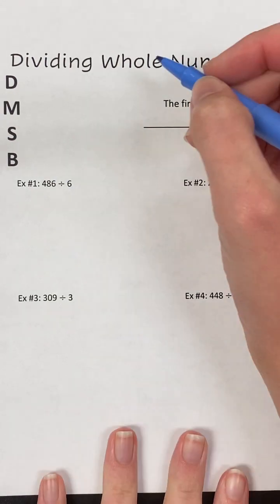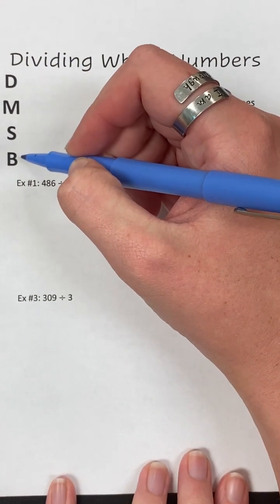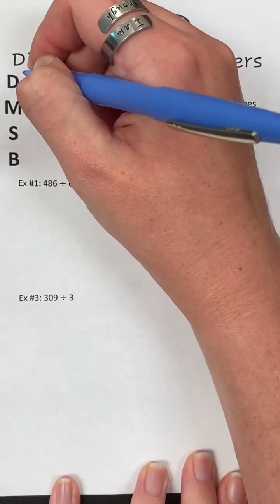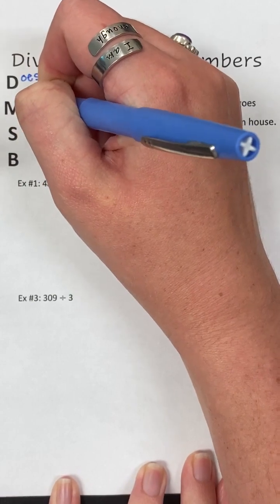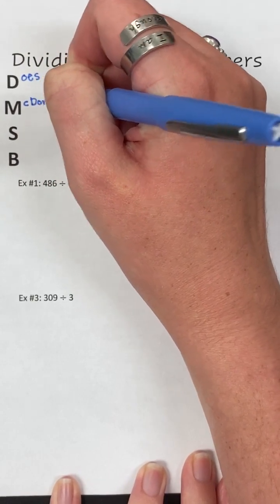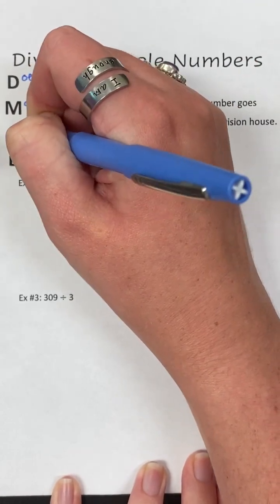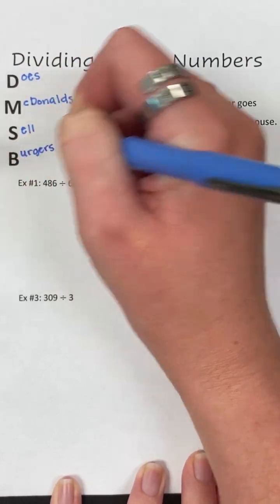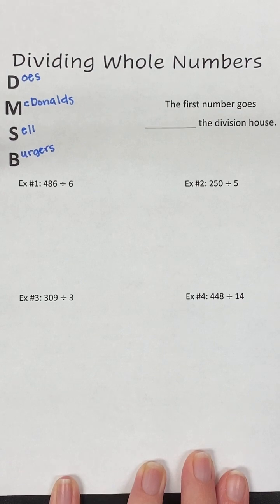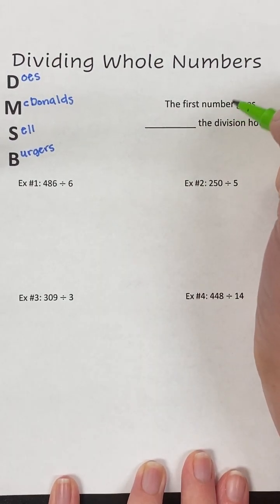So we are going to use a strategy called DMSB. This stands for Does McDonald's sell burgers? And some of you might have heard of other things that it stands for, but that's what we're going to use. Does McDonald's sell burgers? And this just helps us remember the order of dividing.